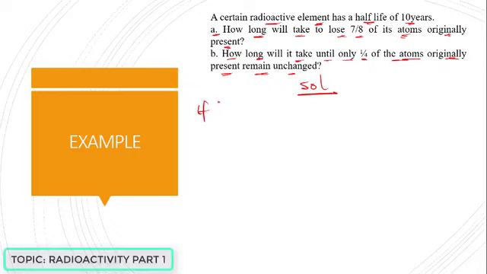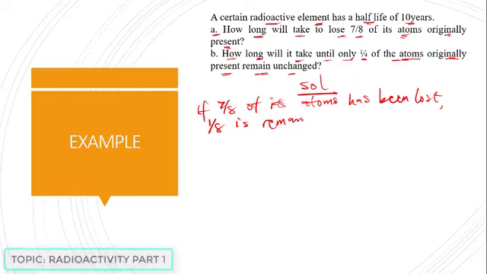So what it simply means is that if 7/8 of its atoms has been lost, then to make it 8/8 or equal to 1, it means 1/8 is remaining. That's what it means, because when you add 7/8 plus 1/8, since the denominators are the same, you're just going to have 7 plus 1, 8/8. Then 8 divided by 8 is 1, which gives us that 1 atom.